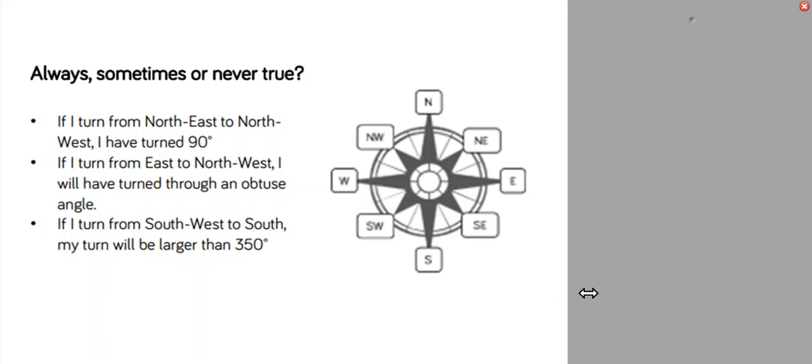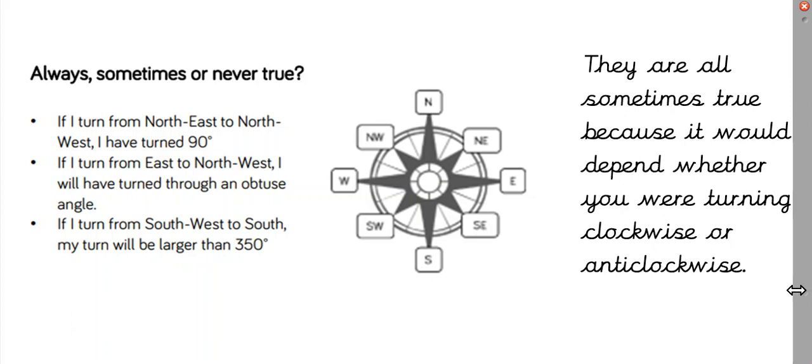Okay, let's have a look at the answer then. So they are all sometimes true, because it would depend whether you are turning clockwise or anti-clockwise, okay? And it would also depend on how many turns you were doing before you reached it. So it's not specific enough for us to give a definite answer. So they are all sometimes true. Well done if you also thought that that was sometimes.